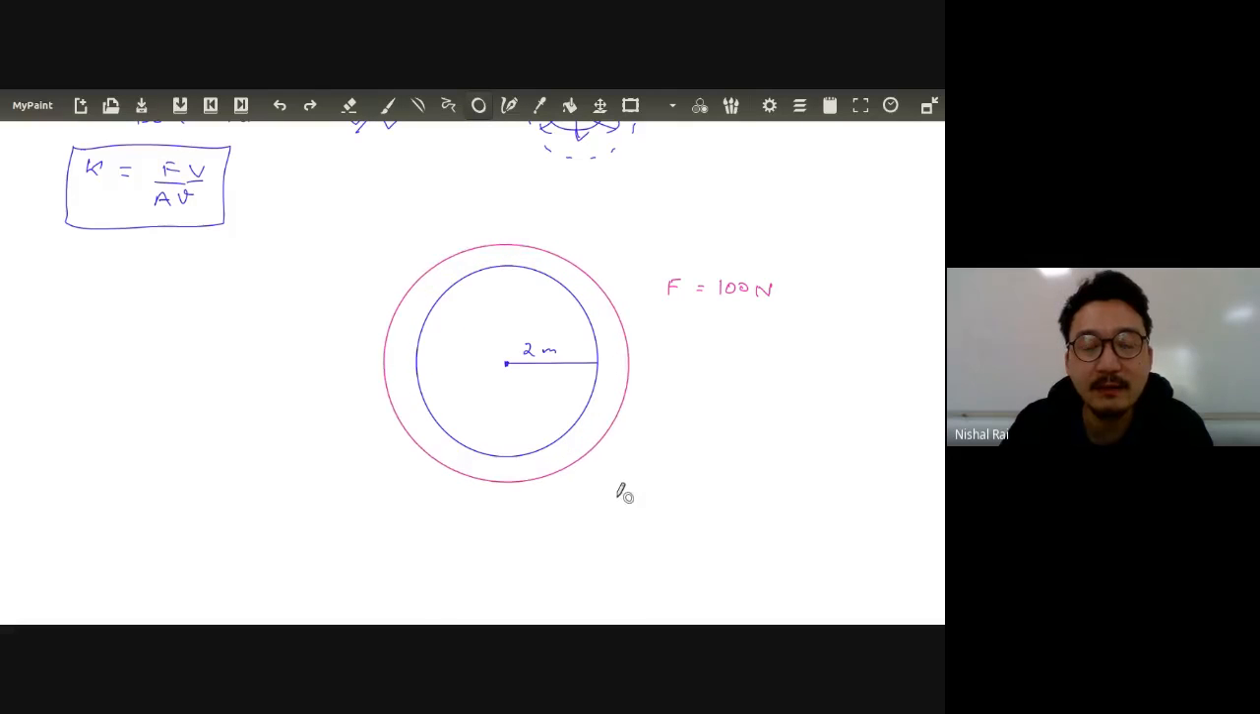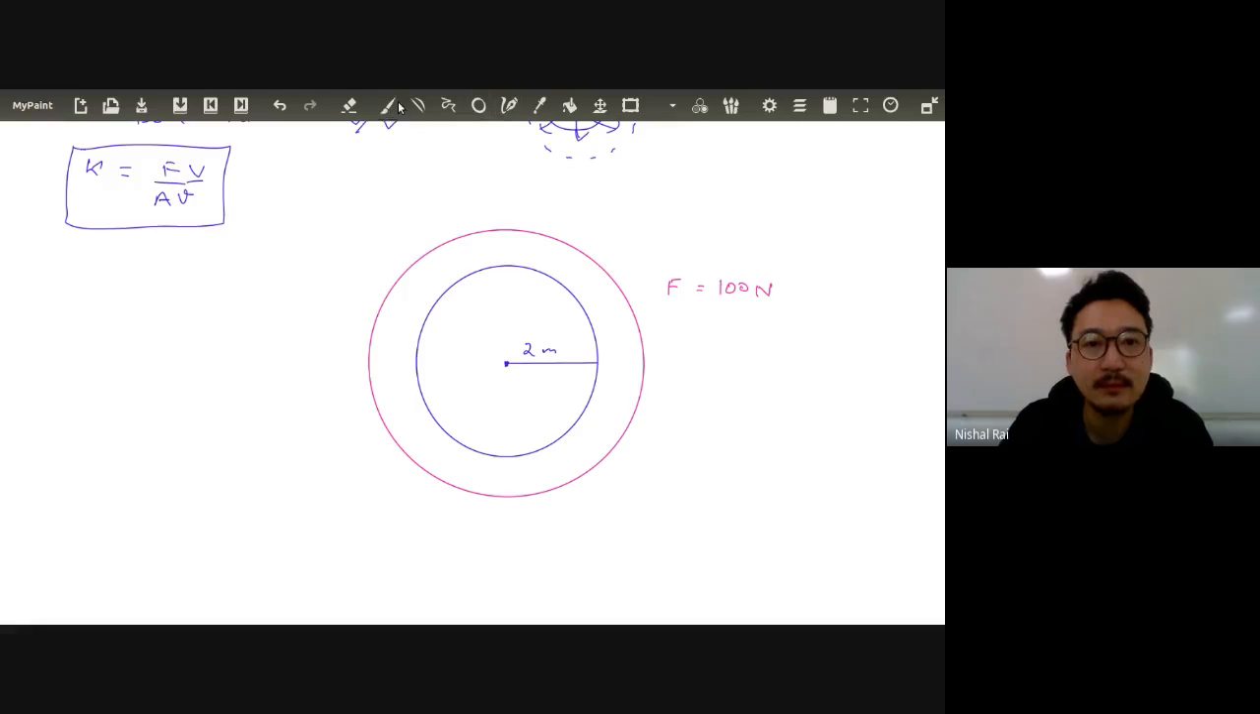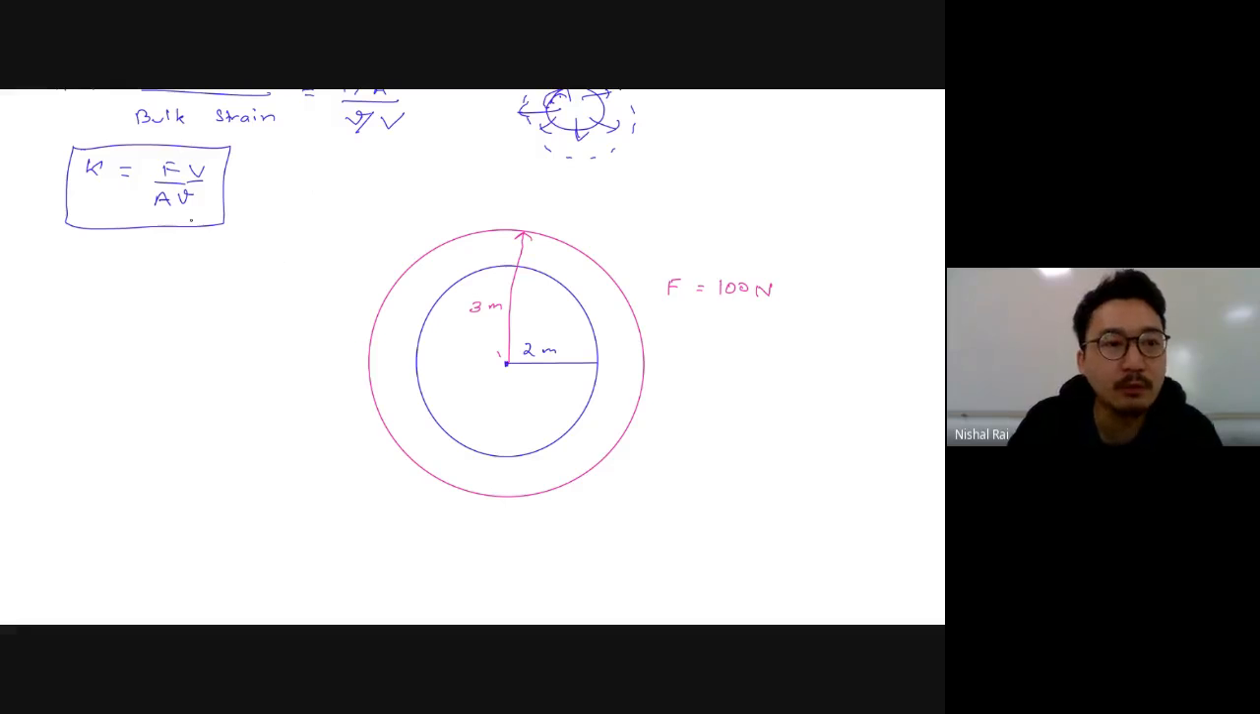It expanded to this size. Now the radius has changed to what? 4 meter, 3 meter. Let's consider 3 meter. Now, can you tell me what is the change in volume? To compute your bulk modulus, what things do we need?